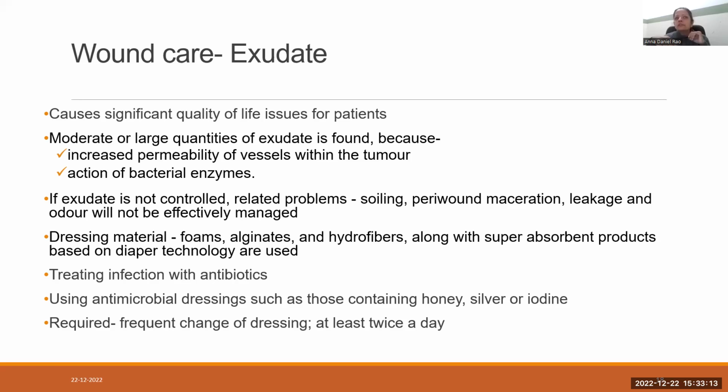Okay, and the tissues will always be wet. The surrounding tissue will also get maceration. There will be leakage out of the dressing. Okay, and there will be a lot of itching, right? So for absorption of the exudate, certain specialized material can also be used, like foam, alginates, and hydrofibers.